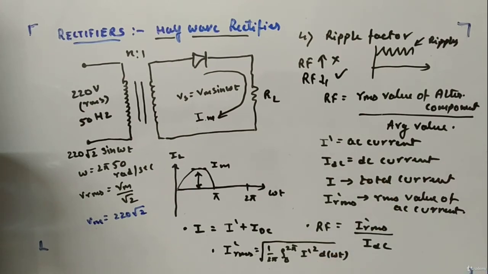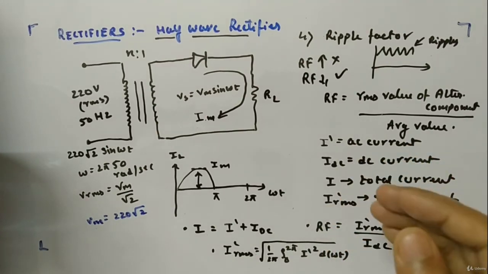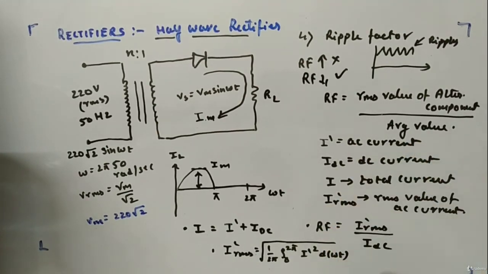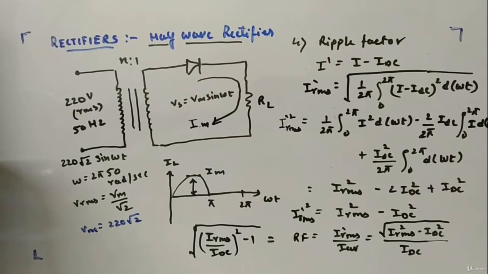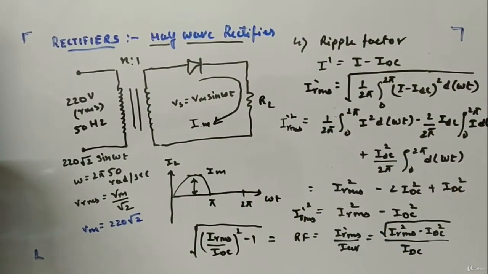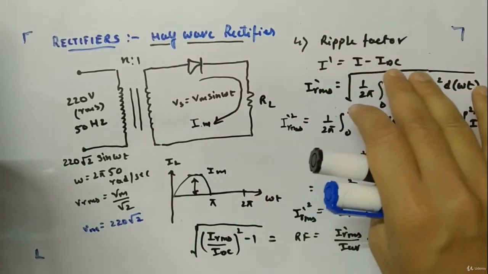Okay, this IDC. So what we will do next is we will plug the value of I dash from here to here. We will calculate IRMS dash, we will plug it here, and we will get a relation of ripple factor. Okay, a general relation. Now let's look at the derivation. So I dash is I minus IDC.